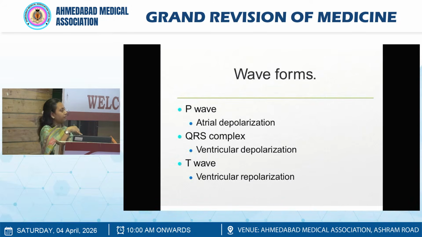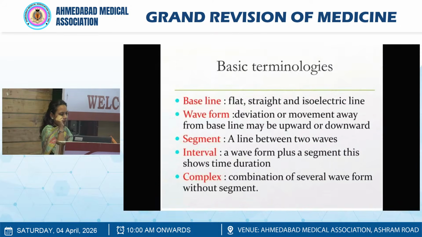Waveforms. The P wave is made up of atrial depolarization, the QRS complex is ventricular depolarization, which masks the atrial repolarization, and the T wave is ventricular repolarization. Basic terminologies: if you have seen the ECG, there is a baseline, which is a flat, straight, isoelectric line. A waveform is a deviation or movement away from the baseline, maybe upwards or downwards.